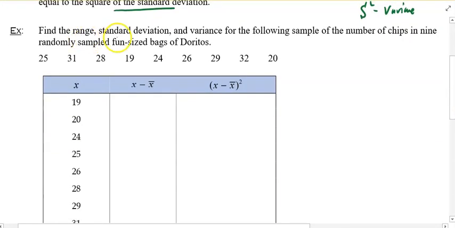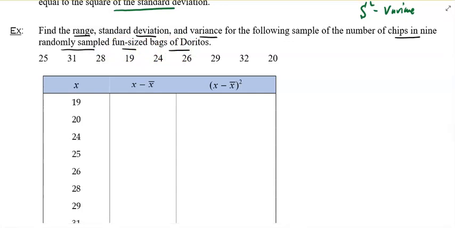First, find the range, the standard deviation and the variance of the following sample of number of chips in 9 randomly sampled fun-size bags of Doritos. You know those small bags of Doritos? Fun size, they sell them at like Walmart, 2 for $1. They sampled 9 of these bags.